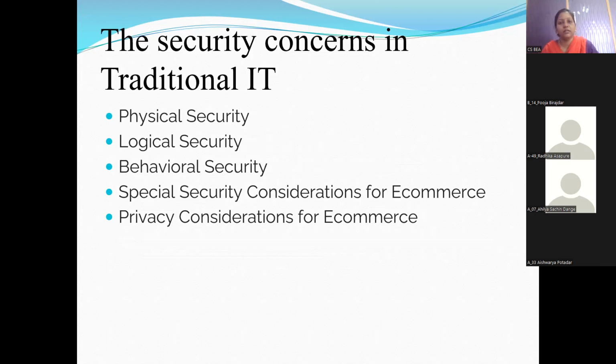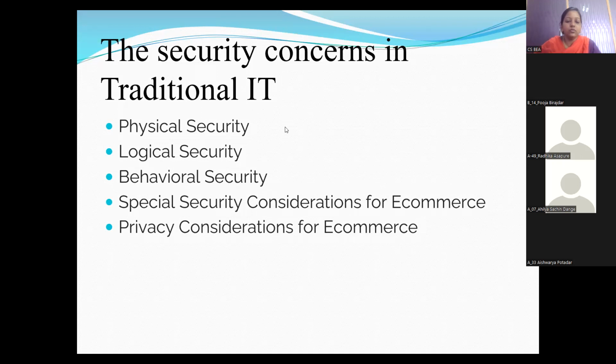Traditional IT is what? The traditional information technology. That means whatever we were looking into. So that part was there in traditional IT. So what type of concerns were there till now in case of traditional IT? That is what we are going to cover here. If we go into the details, they are physical security, logical security, behavioral security, special security considerations for e-commerce, and privacy considerations for e-commerce. So that part is there from the security point of view.